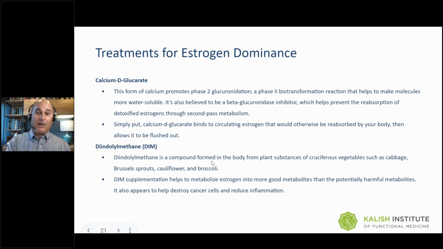Okay? Now, people also use DIM quite a bit. And of course, the dietary change here is that you're making sure people eat plenty of cruciferous veggies. And the DIM is going to help metabolize the estrogen into the good or 2-hydroxys and push it away from the 4 pathway.